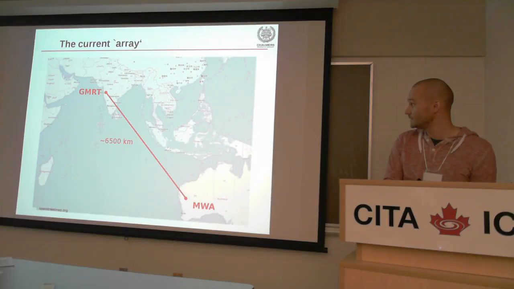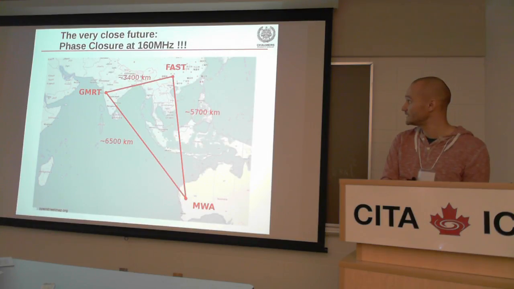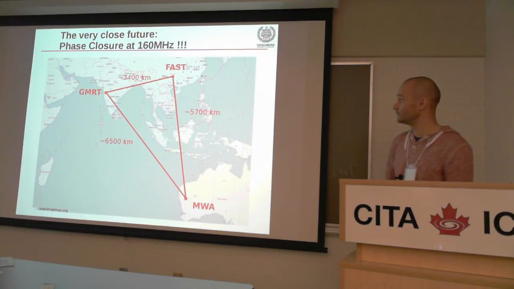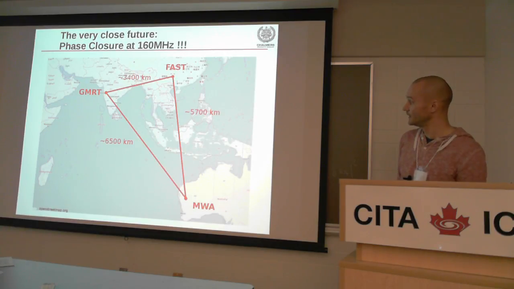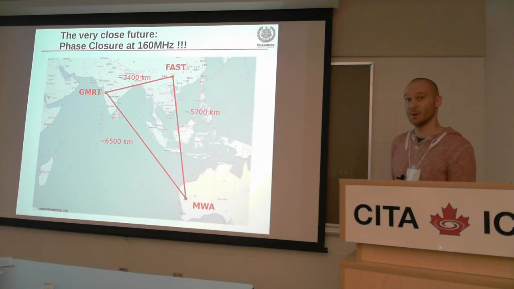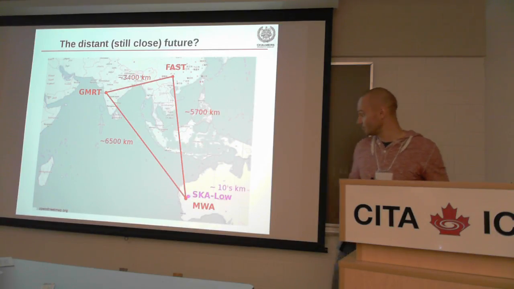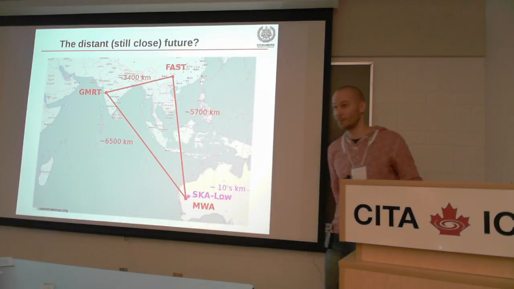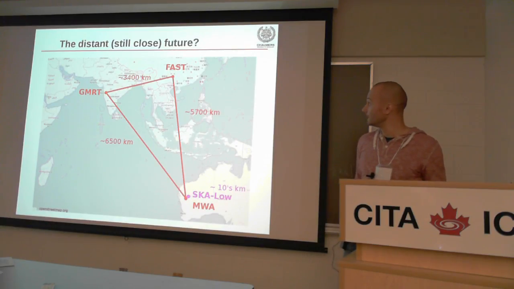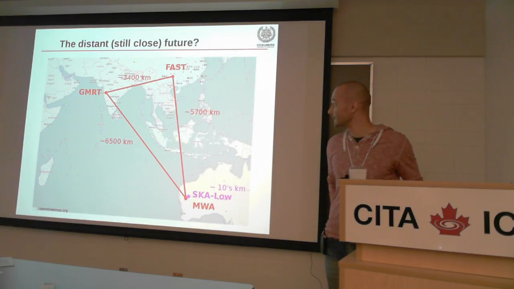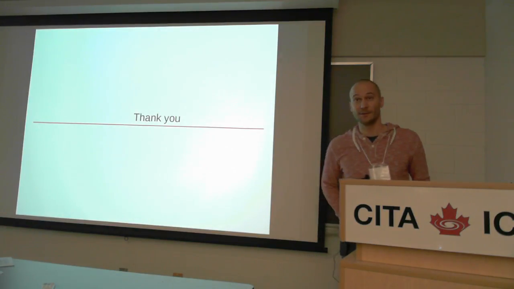So this is what we've done just with this one-dimensional baseline. Now the interesting thing, of course, is that once FAST is online, and they do have a receiver also around 150 megahertz, we should be able to do this again, but with 3 dishes, get phase closure, and get a bit of a better picture, also with a way more sensitive dish in there. And of course, for the short baselines, then with SKA Low coming online, we might be able to do a similar thing. So that's exciting. That's all I have for that.